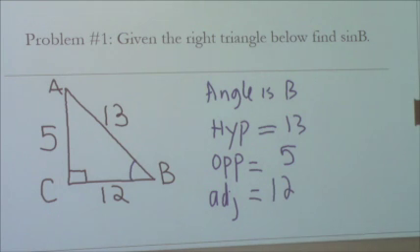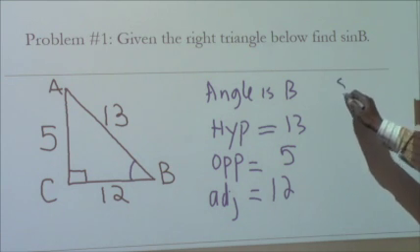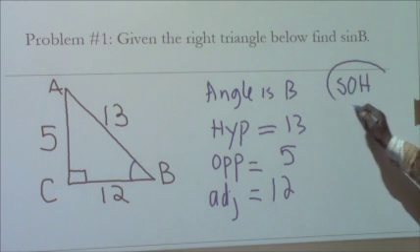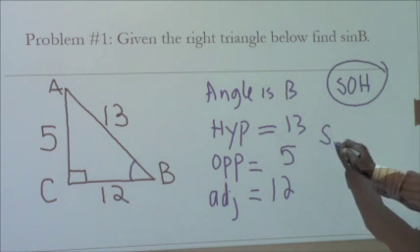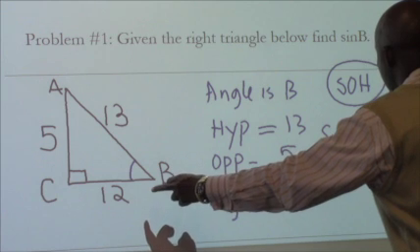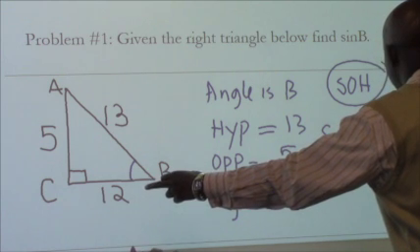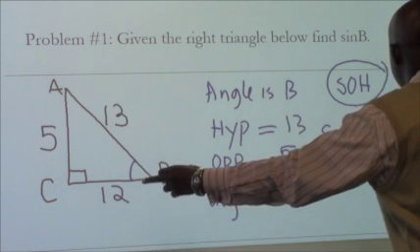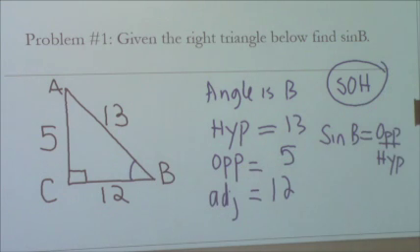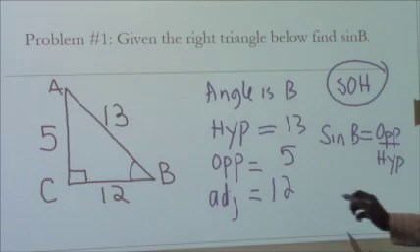So what are we trying to find in this problem? They want us to find sine. Remember this from SOHCAHTOA? So that's sine. So the sine of angle B will be equal to the opposite to B divided by what? The hypotenuse. So what is opposite to B? 5. What is the hypotenuse? 13.